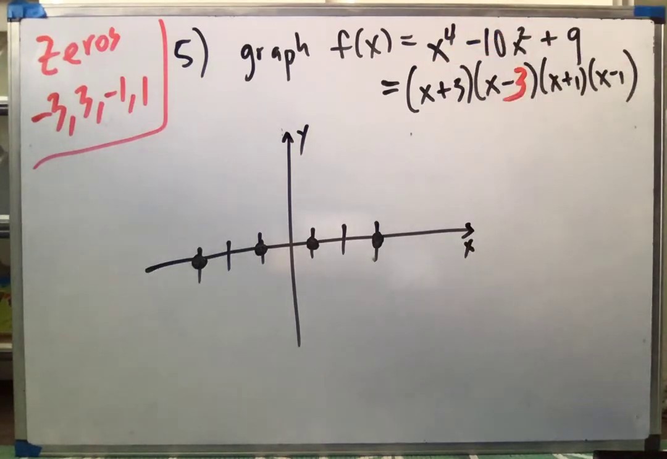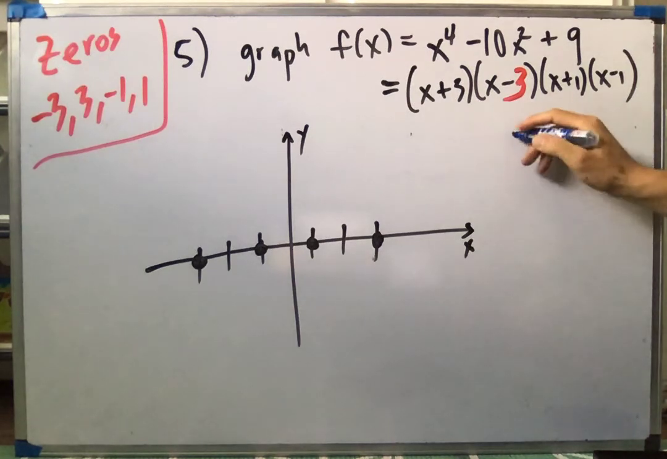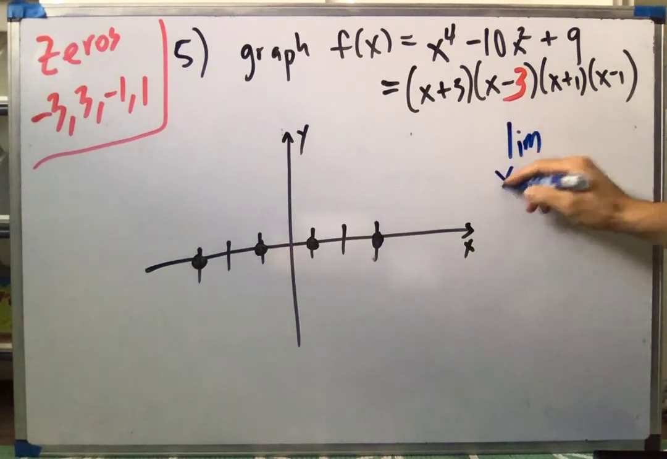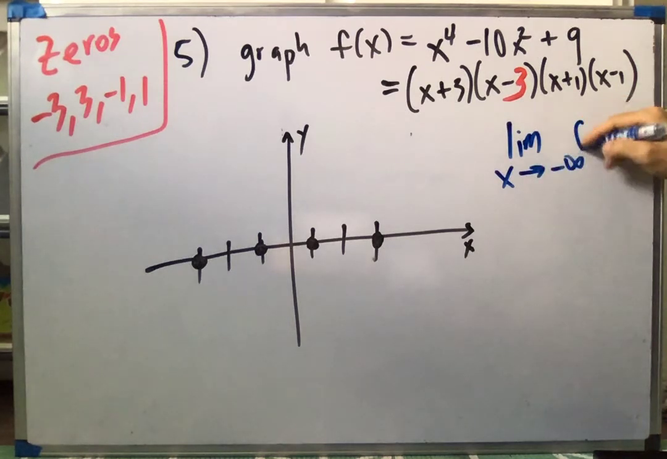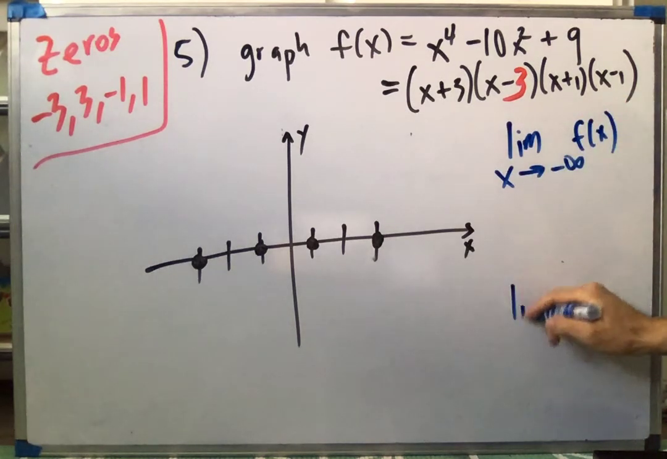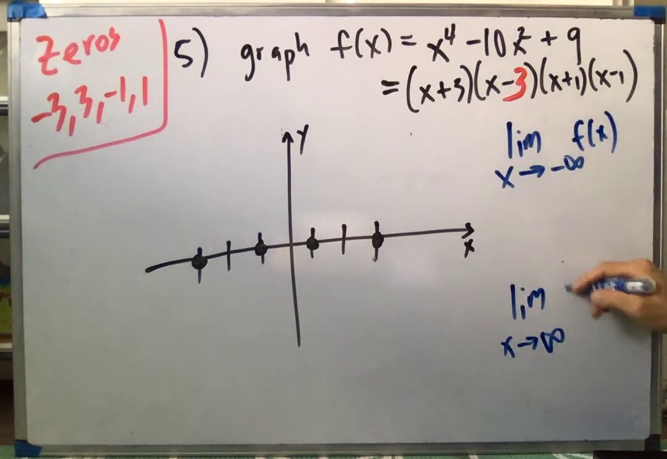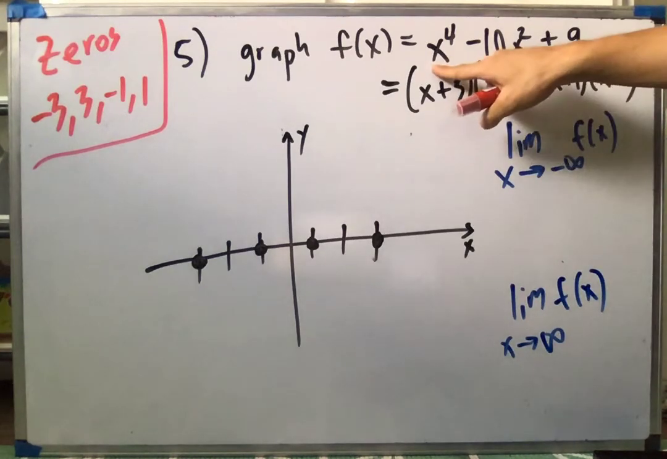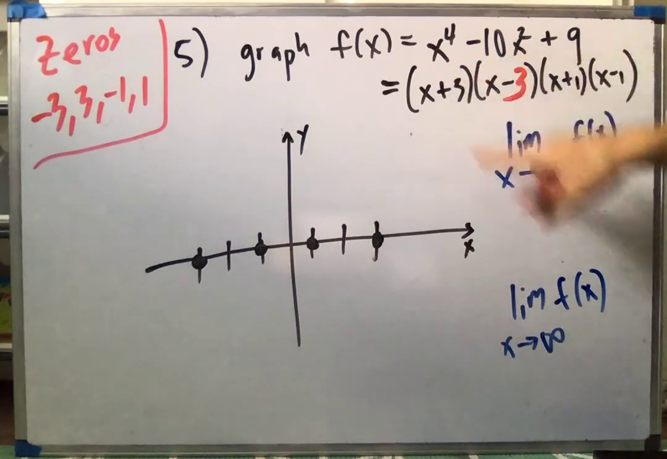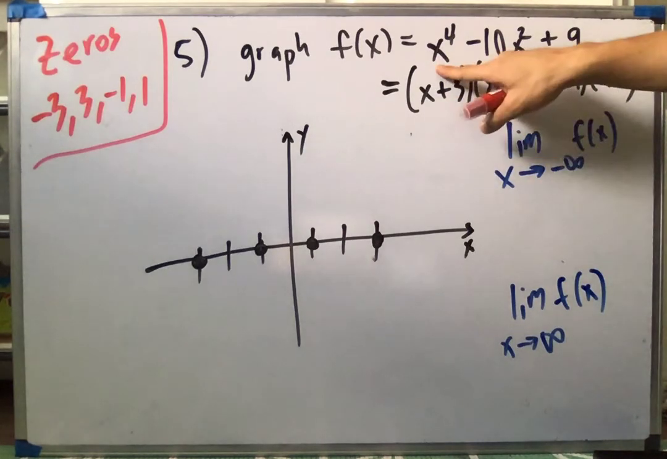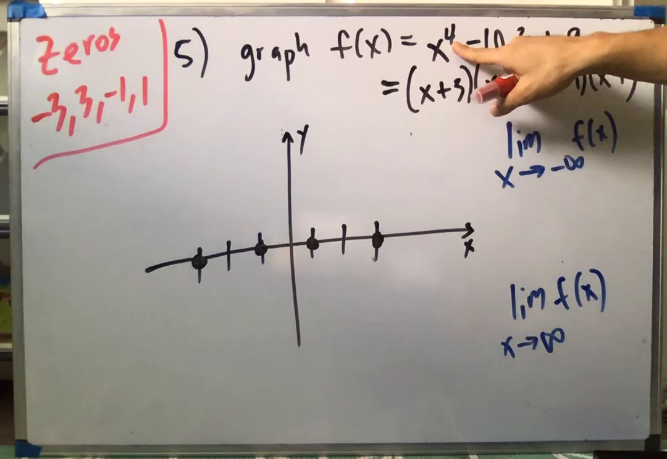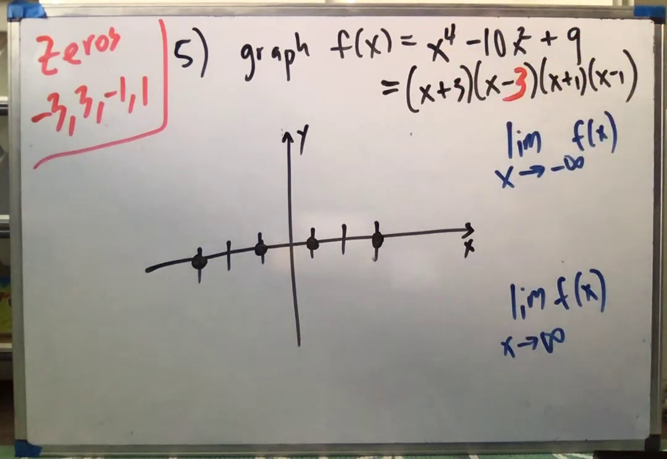Okay, so next step in our graphing process, we want to figure out what's going to happen to this x to the fourth, or in fact to the overall function, as x goes towards negative infinity or positive infinity. So in other words, I want the limit as x goes to negative infinity of f of x, and the limit as x goes to positive infinity of f of x. To the left, I'm only looking at x to the fourth, right? And when I put in a negative, really big number, raised to the fourth power, that makes it positive regardless of if it's negative or positive. So it's going to go towards positive infinity.